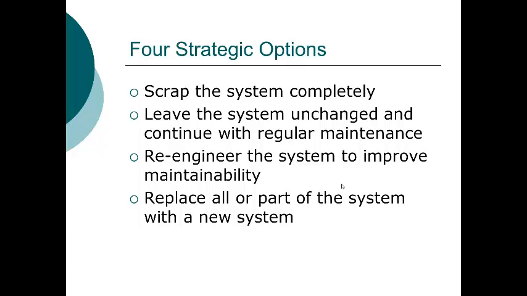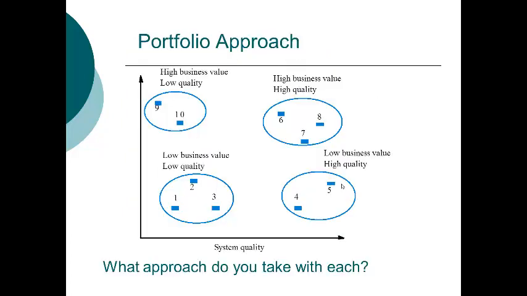So one way to determine which one of these four approaches you choose is to use a portfolio approach. And this is similar to the Boston Consulting Group matrix and portfolio approaches used in management information systems that we saw in CS 460. If it's low quality and low business value, obviously scrap the system. Low quality and high business value, you may want to re-engineer or re-implement the system. High quality, low business value, continue with regular maintenance until it completely degrades, and then scrap it. High quality, high business value, keep normal maintenance operations.